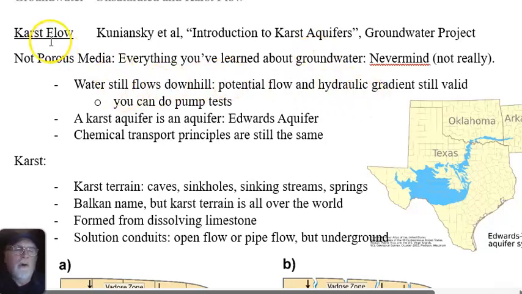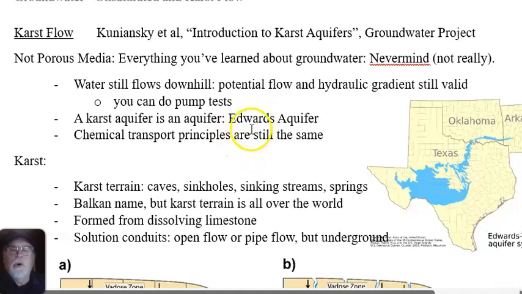All right, so Karst Flow, to get ahead of things here: caves, sinkholes, fractures, stuff like that. It's not really porous media. So take everything you've learned about groundwater and throw it out. Well, not really. That's not really true, but it can be very different. The things that do remain: water still flows downhill. So in Karst, again, caves, sinkholes, cracks in the rock, water still flows downhill. Potential flow and hydraulic gradient are still valid, and you can do pump tests. A karst aquifer is an aquifer.